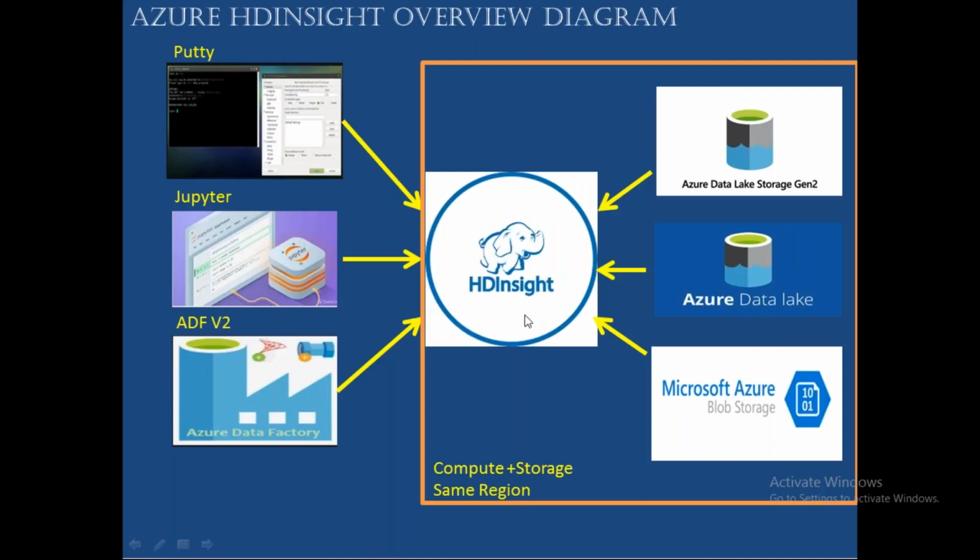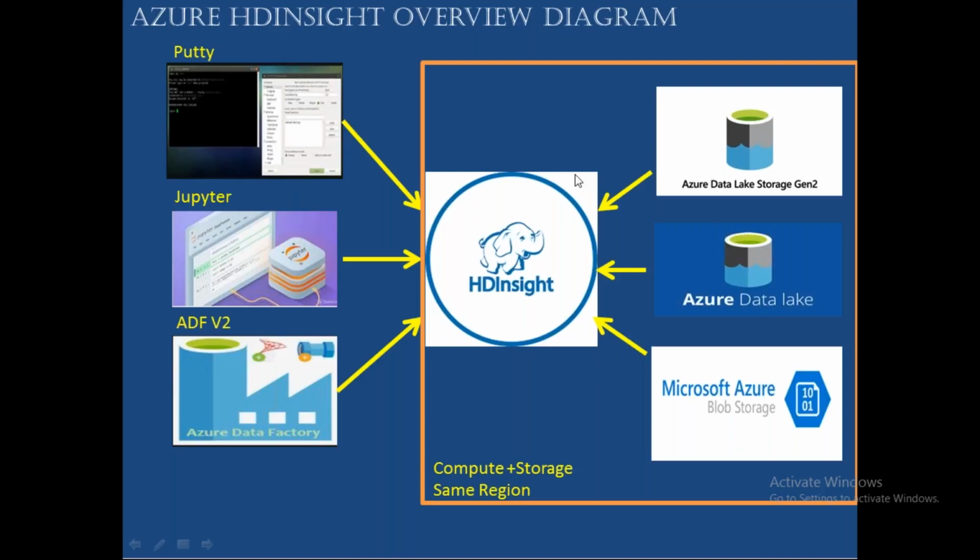I will tell you, when you are creating this Azure HDInsight, you need to tell it which storages are going to maintain the backend data. So you need to attach these storages when you are creating Azure HDInsight. If I attach Data Lake Storage Gen 2, then I can read only data from Data Lake Storage Gen 2. If I attach a blob storage, I can read data only from blob storage.